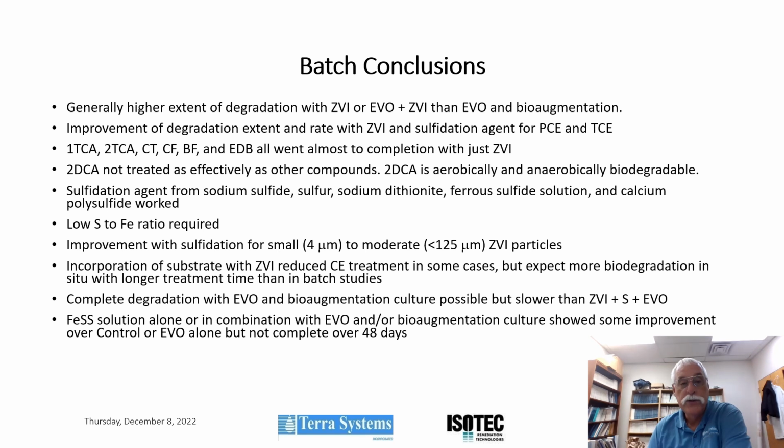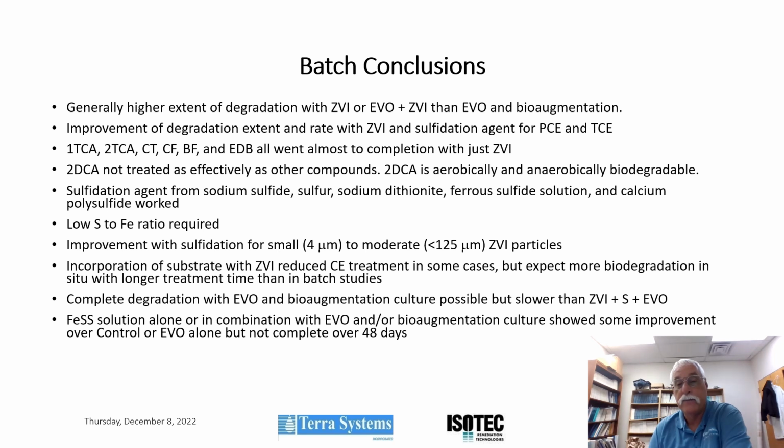So, in conclusions, we generally see a higher extent of degradation with ZVI or EVO plus ZVI than EVO and bioaugmentation, although we do have cases where it's gone completely to ethene with that combination of EVO and bioaugmentation. This may take a little longer. Improvement of degradation extent and rate with EZVI and sulfidation agents. A variety of sulfidation agents worked for PCE and TCE. 1,1,1-TCA, 1,1,2-TCA, carbon tetrachloride, chloroform, bromoform, and ethylene dibromide almost went to completion with just ZVI.